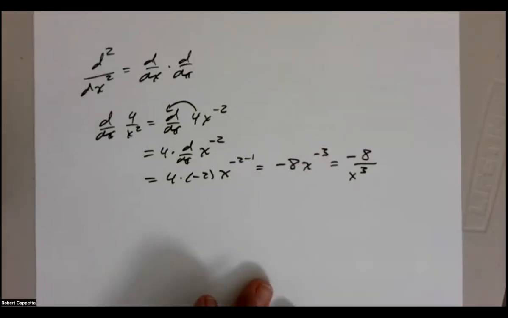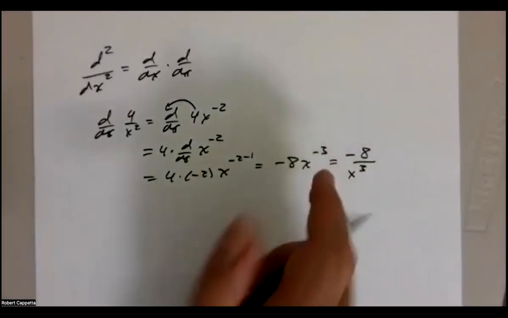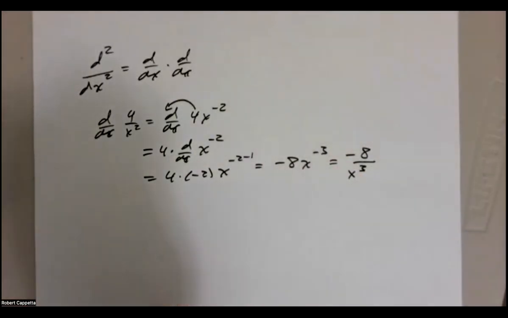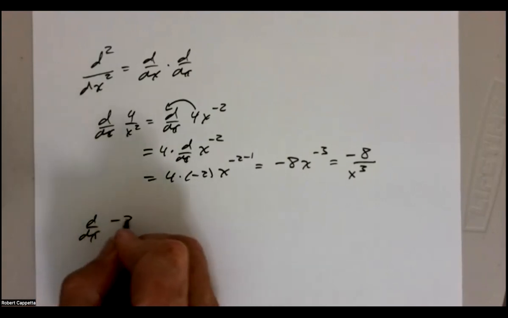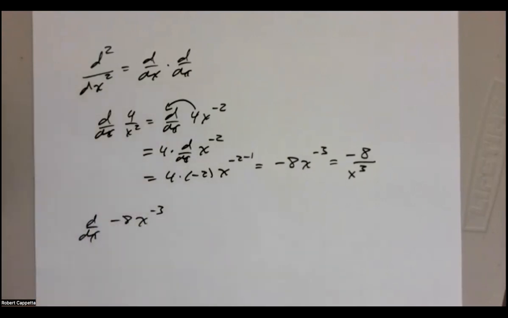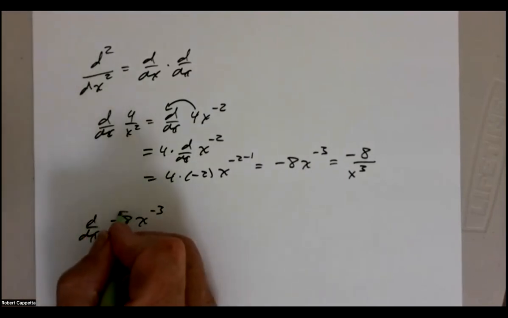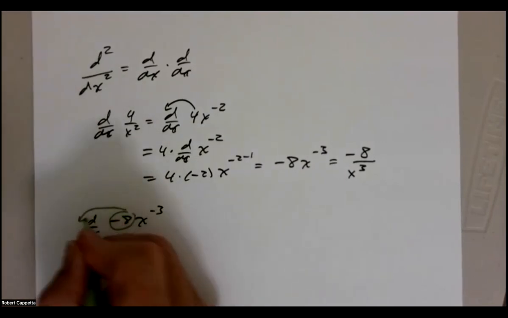But I need the second derivative. So we'll take the derivative of this. So the second derivative is going to be the derivative with respect to x of negative 8x to the negative 3. And I'm going to pull out that negative 8 first. Negative 8 moves in front of the d/dx operator.